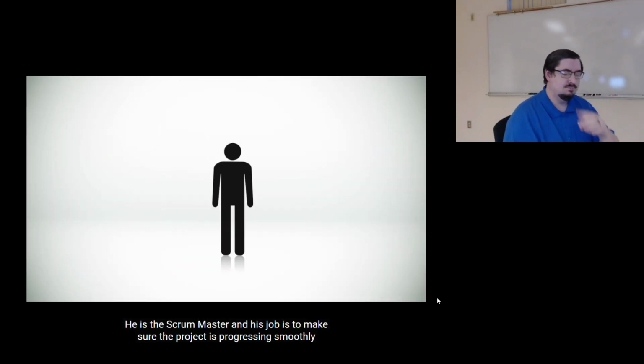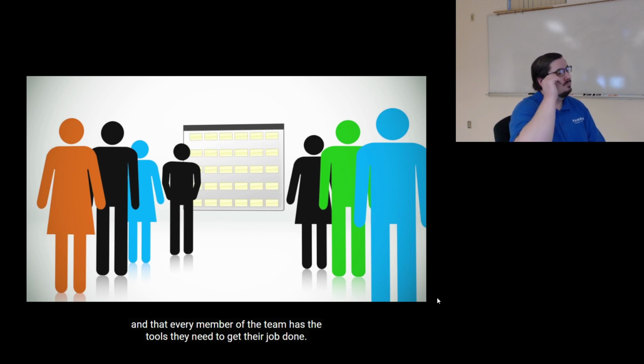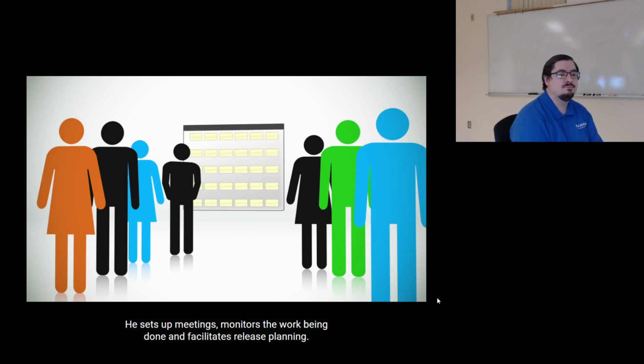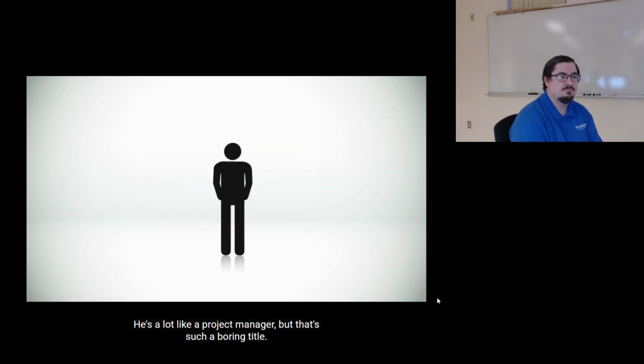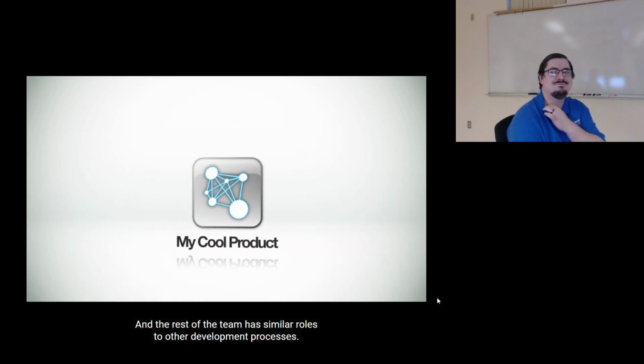Then we need this guy. He's the Scrum Master, and his job is to make sure the project is progressing smoothly and that every member of the team has the tools they need to get their job done. He sets up meetings, monitors the work being done, and facilitates release planning. He's a lot like a project manager, but that's such a boring title, so we'll call him a Scrum Master to imply he knows some jujitsu. And the rest of the team has similar roles to other development processes.